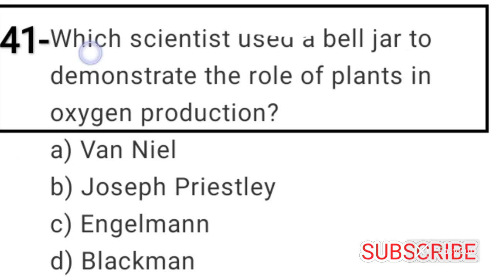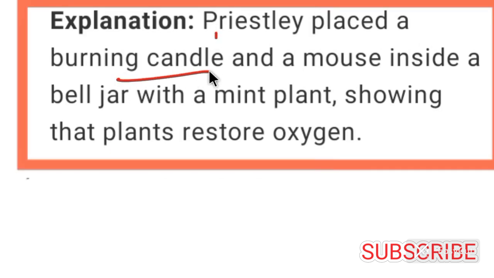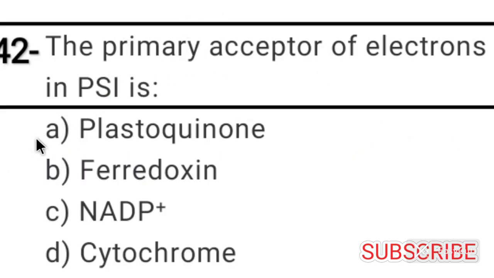Number 41. Which scientist used a bell jar to demonstrate the role of plants in oxygen production? Answer is option B. Joseph Priestley used a bell jar to demonstrate the role of plants in oxygen production. Priestley placed a burning candle and a mouse inside a bell jar with a mint plant, showing that plants restore oxygen. Question number 42. The primary acceptor of electrons in photosystem 1 is, answer is option B, ferredoxin.